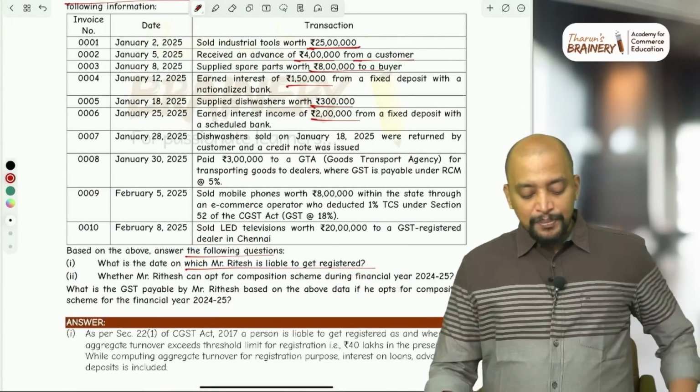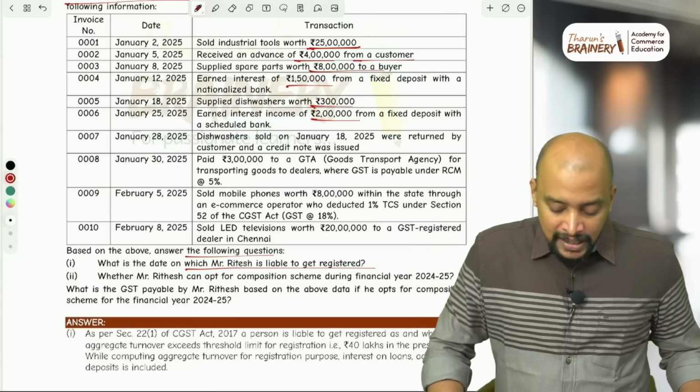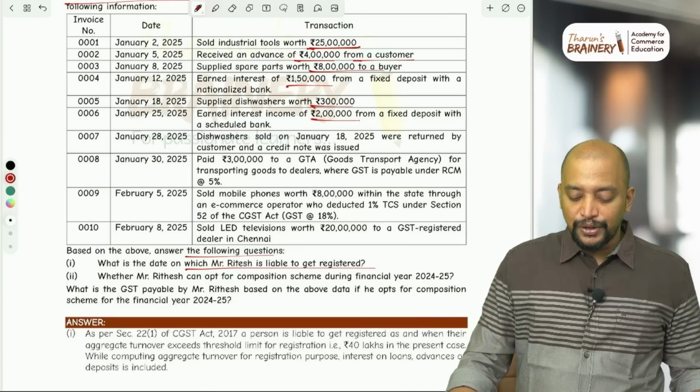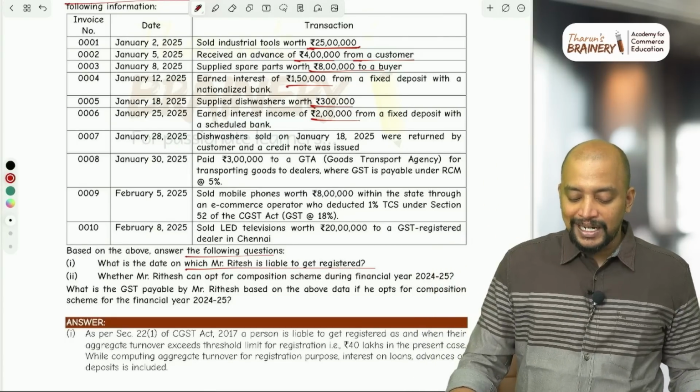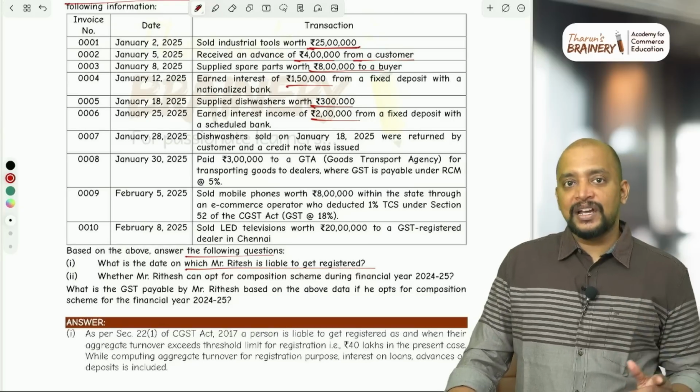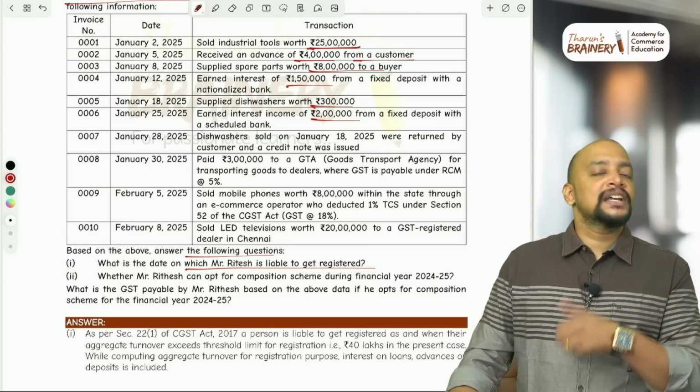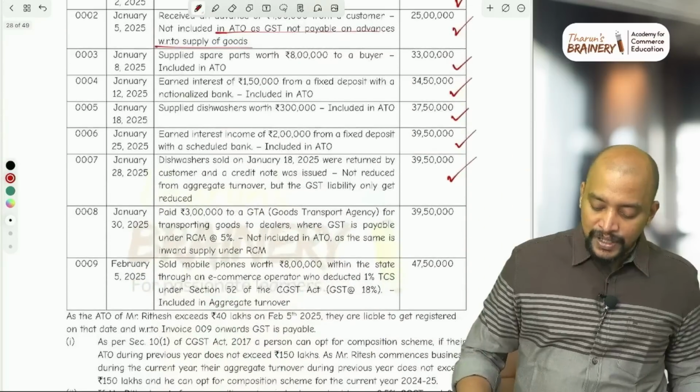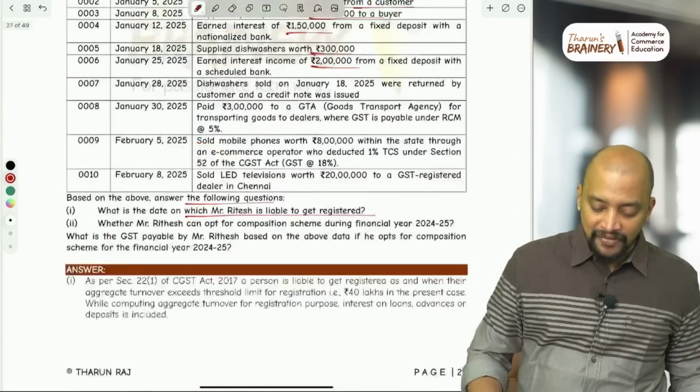Then next, paid 3 lakhs to GTA, Goods Transport Agency, for transporting goods to dealers, where GST is payable under RCM. So inward supply under RCM may be added to your liability, but it will not come into aggregate turnover. So still the aggregate turnover is 39,50,000.